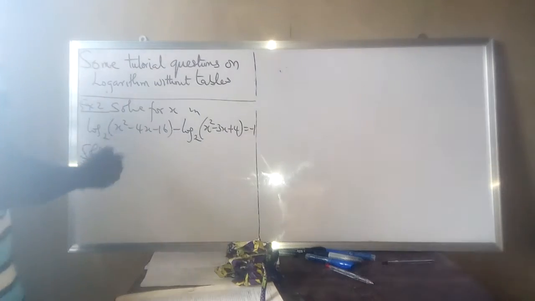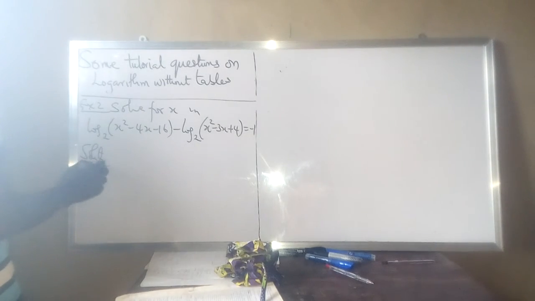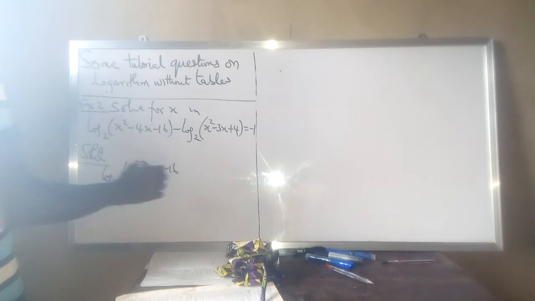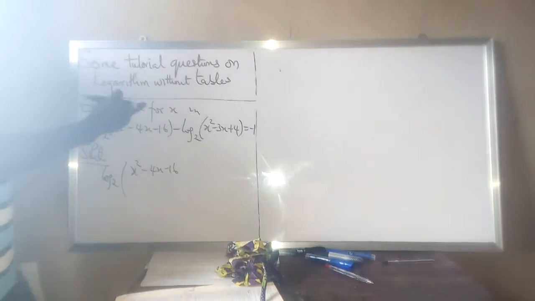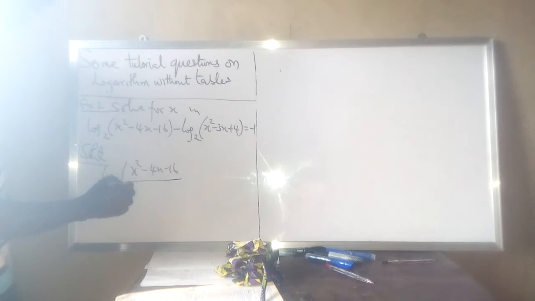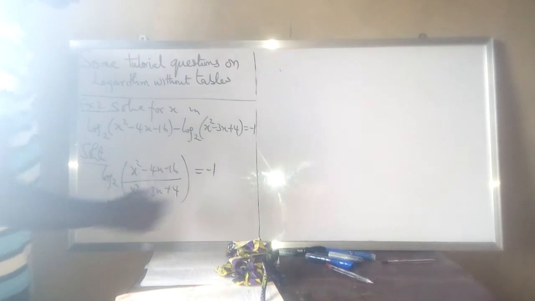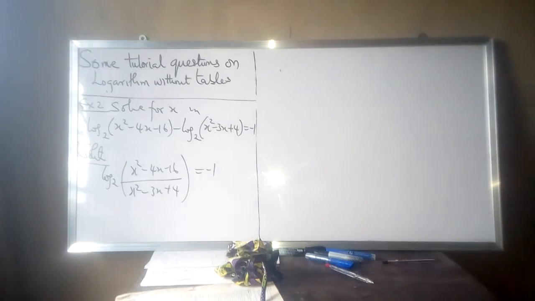So we could write this as log base 2 of (x squared minus 4x minus 16). Then because of the minus sign here, we remember vividly the second law of logarithm, where we have minus changing to division. So that would give all over (x squared minus 3x plus 4) is equal to minus 1.